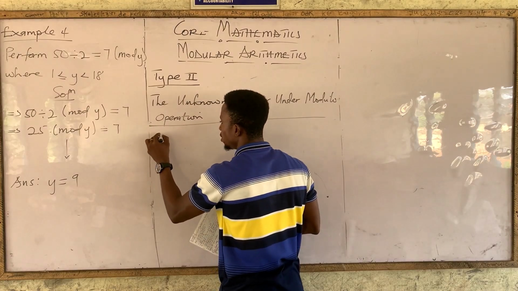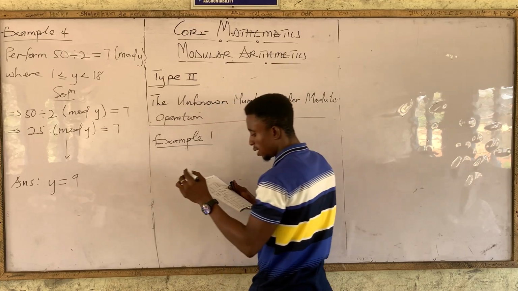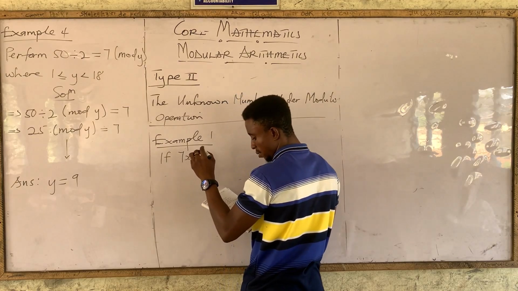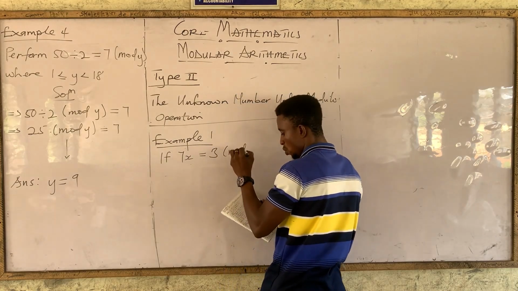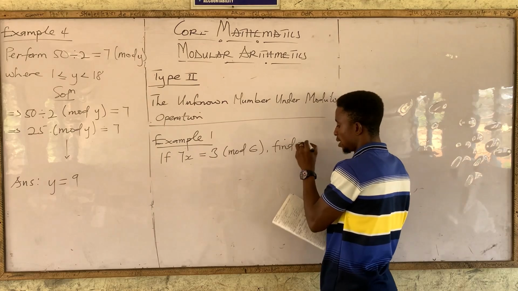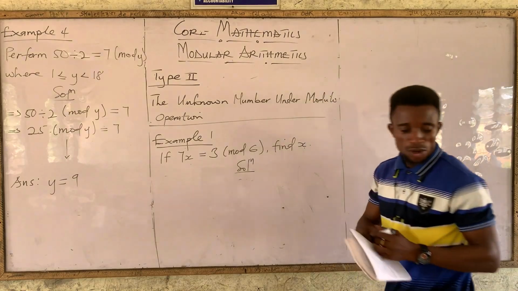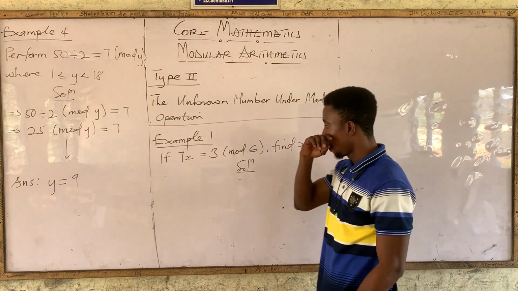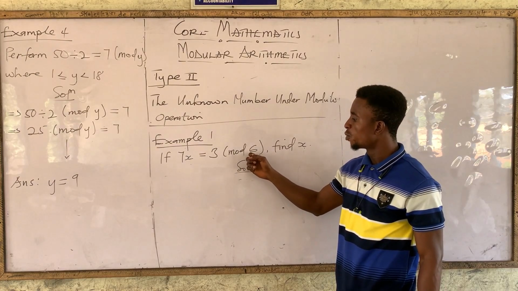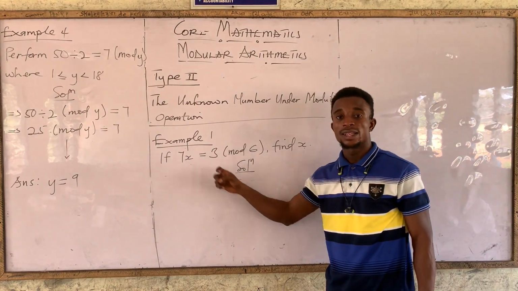So the first example says what? Example 1. Example 1 says: if 7x is equal to 3 mod 6, we have to find x. So solution. Here we have 7x is equal to 3 in mod 6. So 7 times what number in mod 6 will get you 3? That is what they are referring to.